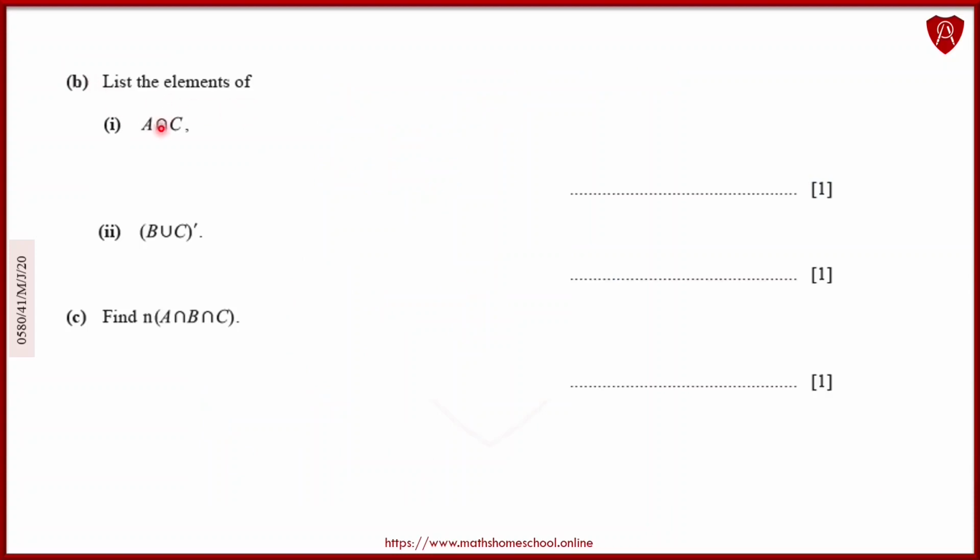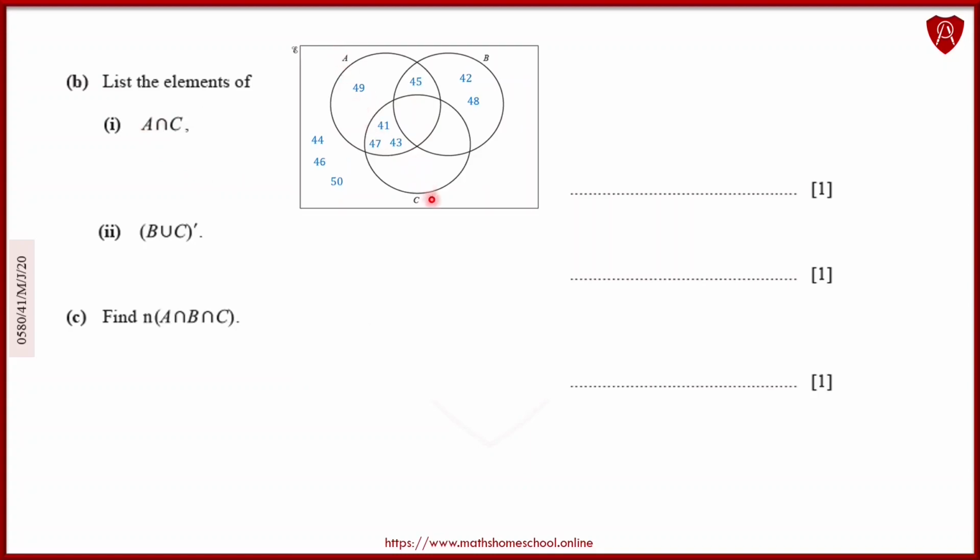List the elements of A intersection C. A intersection C is the overlap region between these two sets. The three numbers in there should be listed as the elements of A intersection C.